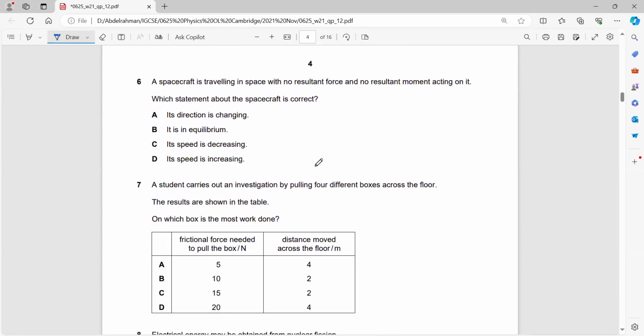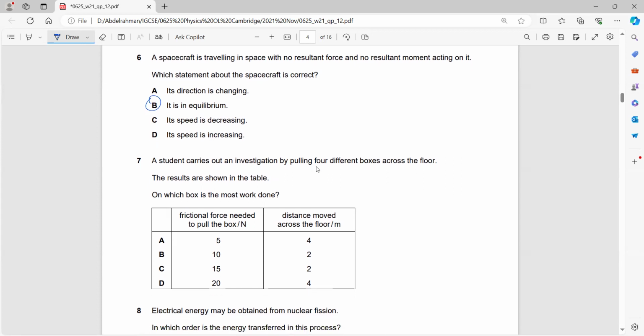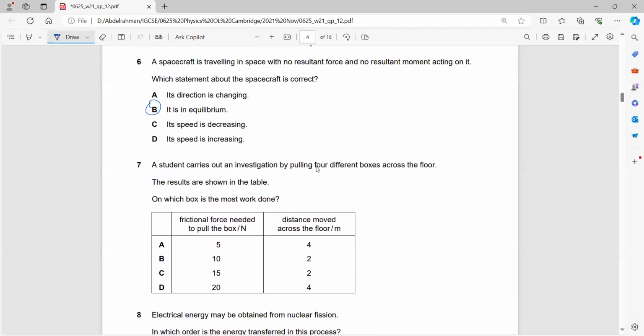A spacecraft is traveling in space with no resultant force and no resultant moment. Which statement about the spacecraft is correct? When it is traveling with no resultant force and no resultant moment, what happens? It's in equilibrium. It has to be in equilibrium. These are the conditions. And yes, it is moving at a constant speed. This is correct. But sadly, it's not in the answers.